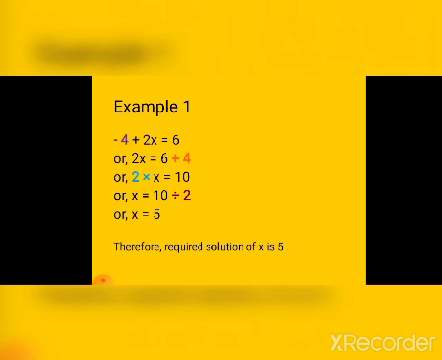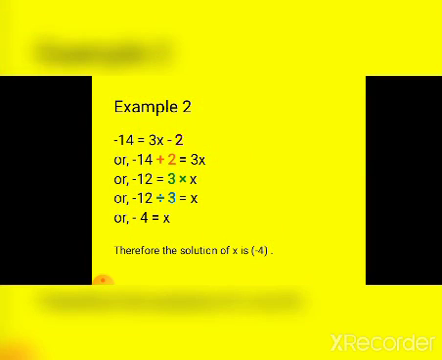10. Now what is the relation between 2 and x? Product. If there is no sign, it means multiplication sign is there. Already we know when product sign goes to another side, it becomes division. So the next step will be x equals to 10 divided by 2, which means x equals to 5. So the required solution of x is 5.